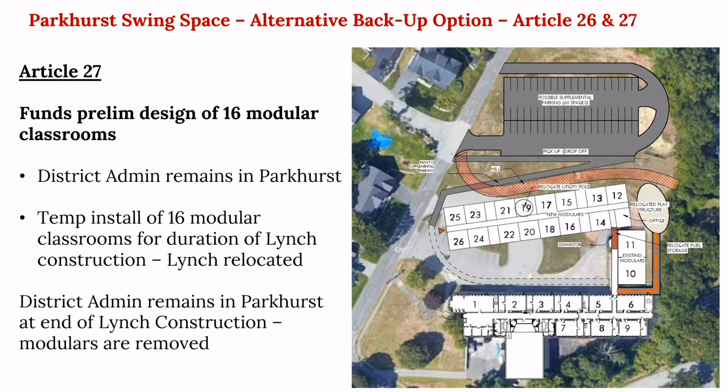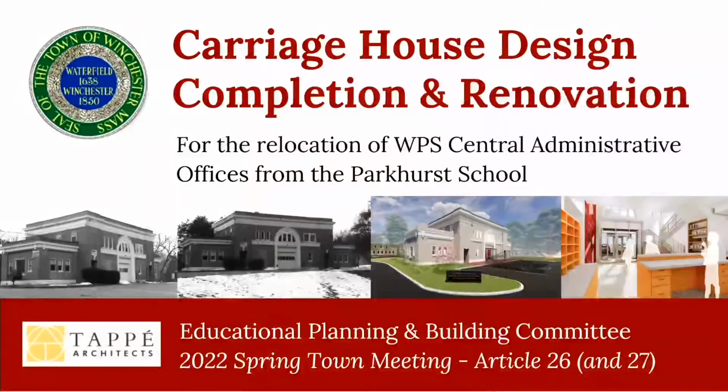And of course, in the case of modulars, this is not a permanent contribution to the building stock of the community. It is a temporary measure. The Carriage House becomes a permanent improvement. The modular classrooms do not. So this is really the consideration of Article 27. And so with that, I think that's probably our allotted time.